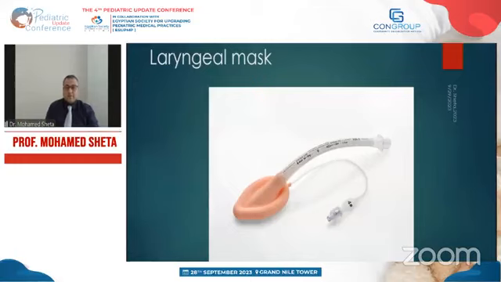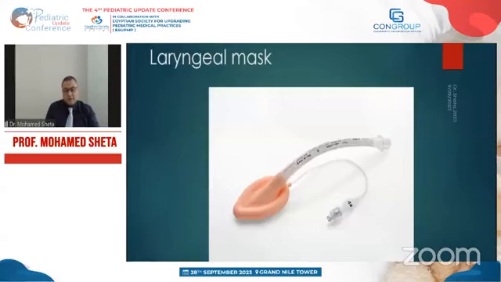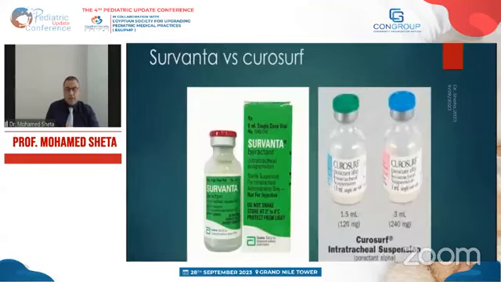This is a laryngeal mask which we can use also to give surfactant by applying this laryngeal mask on the larynx and giving surfactant through it. And this will be counted as an amazing maneuver for giving surfactant administration as well. But by the way, Surfcath is more commonly used than the laryngeal mask for surfactant administration.